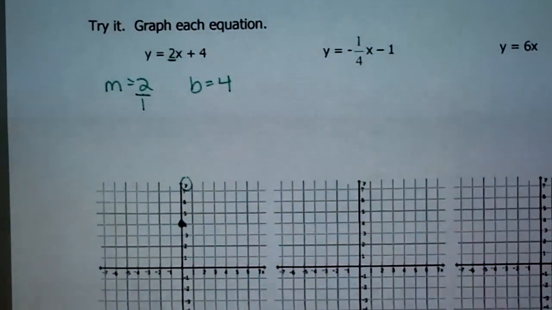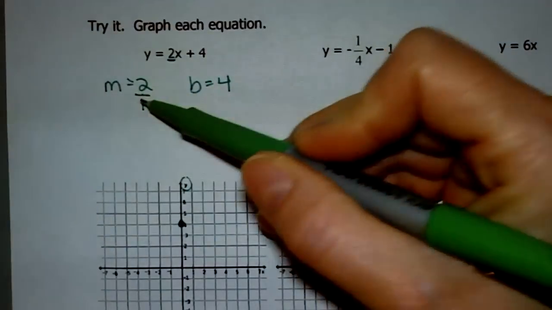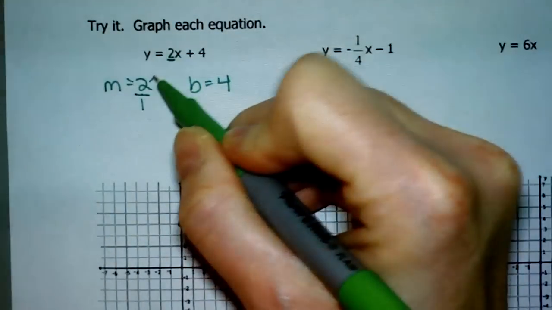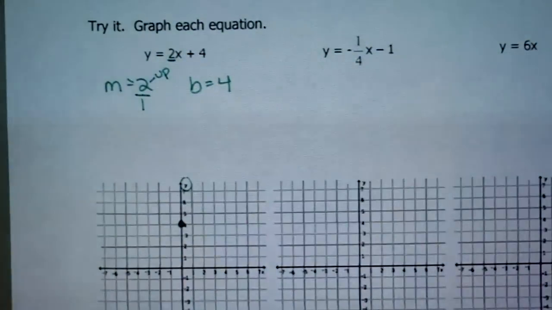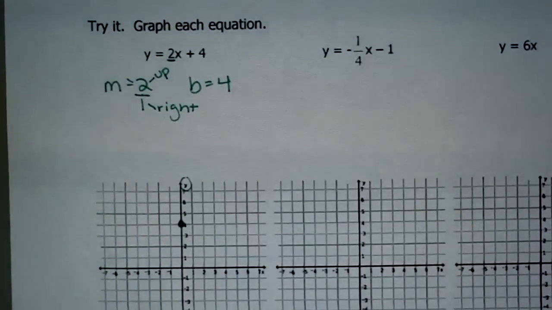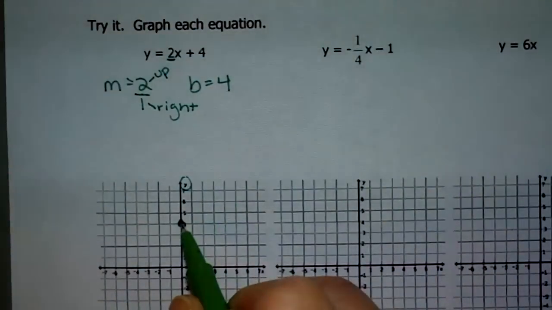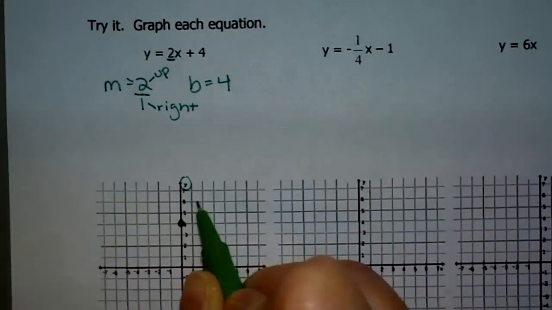So whole number, put a 1 under it. The 2 is positive, that means I'm going to go up. The 1 is positive, that means I'm going to go right. So from my y-intercept, I'm going to go up 2 and right 1.